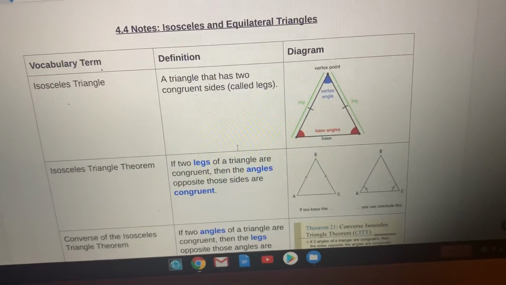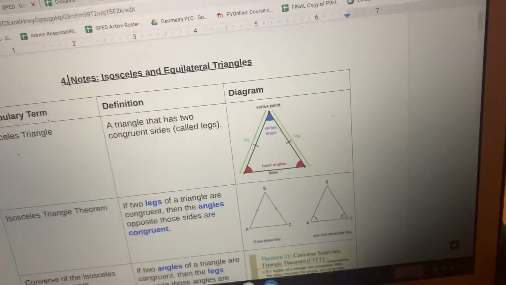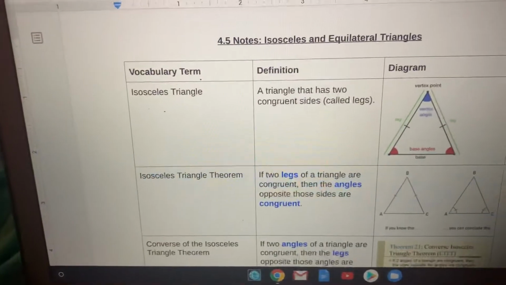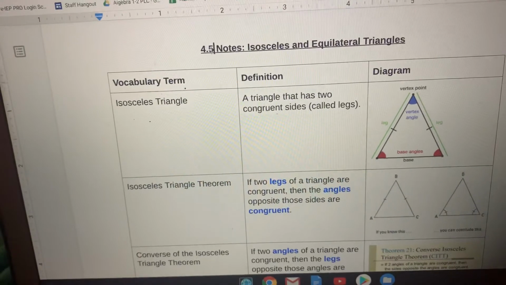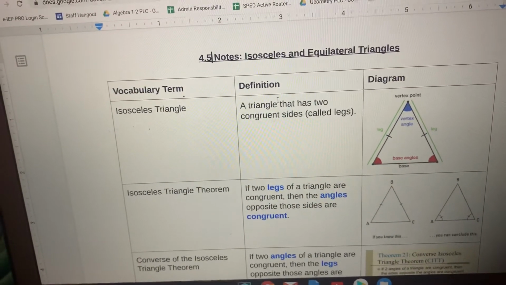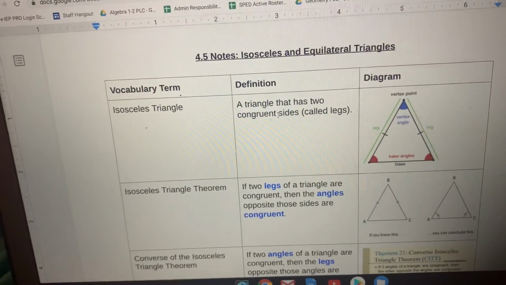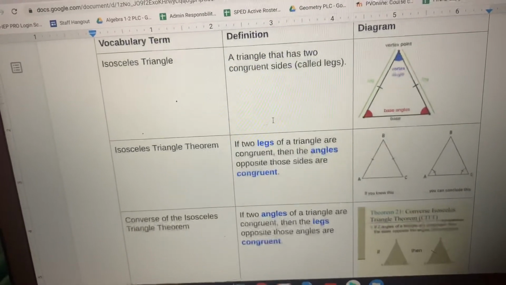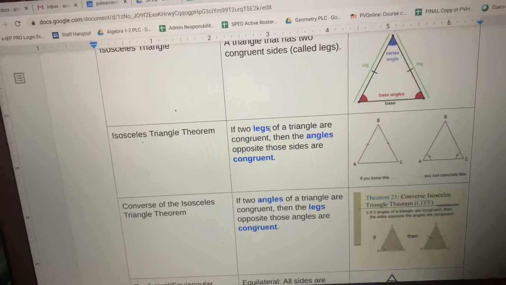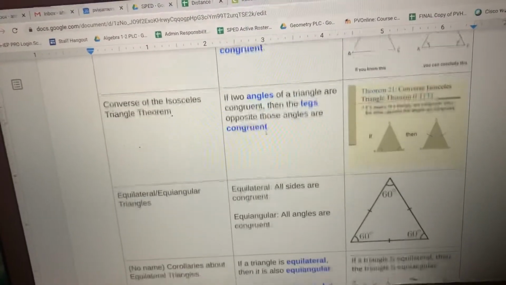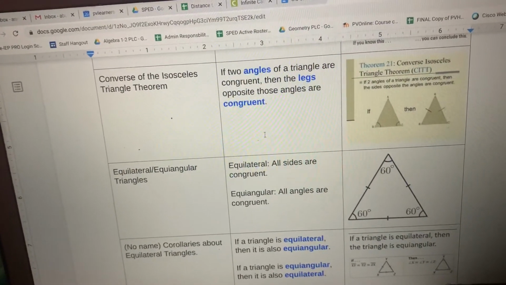So we are skipping, oops, this should actually say 4.5. We are skipping 4.4 and we're doing 4.5. So it is over isosceles and equilateral triangles, which in my opinion isn't too bad. So here are the guided notes that go with the PV Online video. If you haven't watched the video, please watch it. She goes over all of this, but I filled out the notes for you.